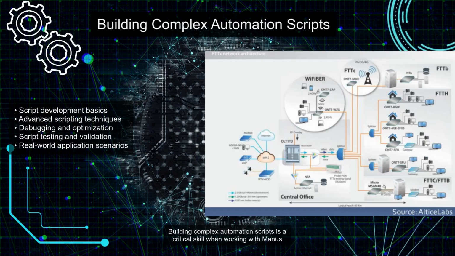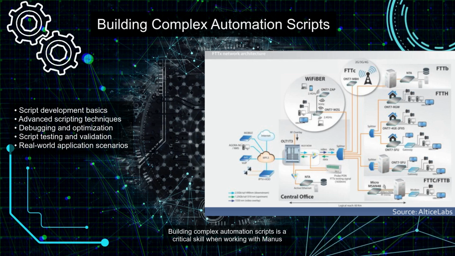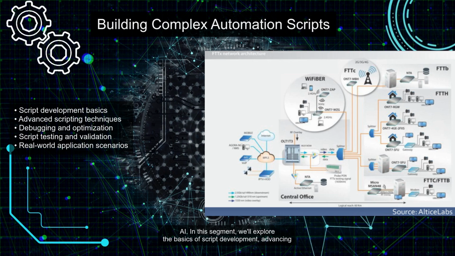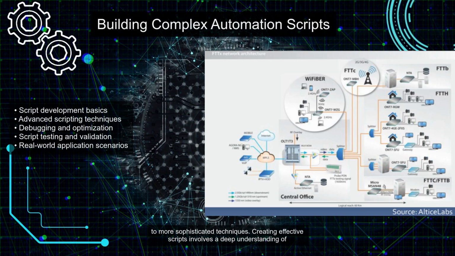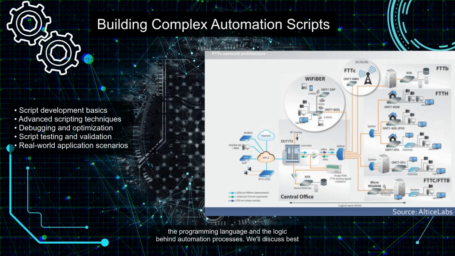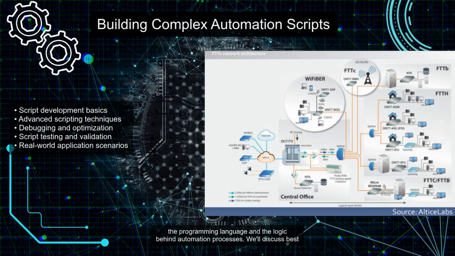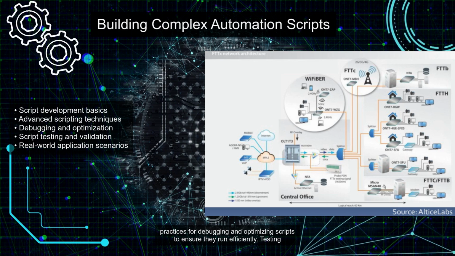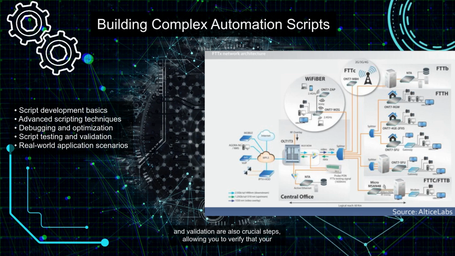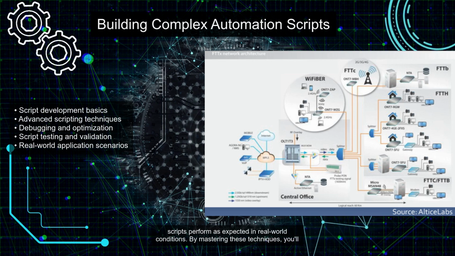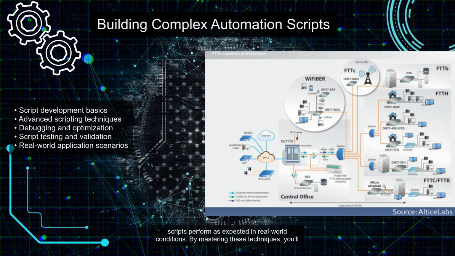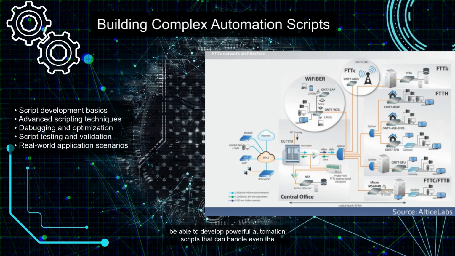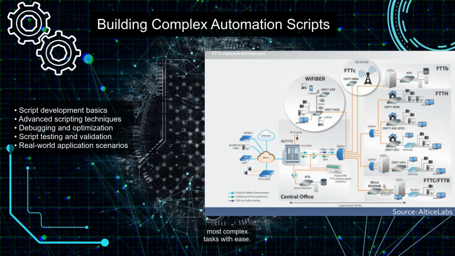Building complex automation scripts is a critical skill when working with Manus AI. In this segment, we'll explore the basics of script development, advancing to more sophisticated techniques. Creating effective scripts involves a deep understanding of the programming language and the logic behind automation processes. We'll discuss best practices for debugging and optimizing scripts to ensure they run efficiently. Testing and validation are also crucial steps, allowing you to verify that your scripts perform as expected in real-world conditions. By mastering these techniques, you'll be able to develop powerful automation scripts that can handle even the most complex tasks with ease.